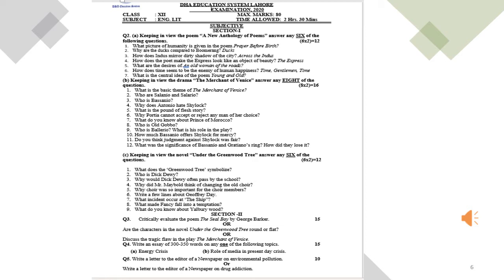Question 2 part C contains short questions from novel Under the Greenwood Tree, written by Thomas Hardy. This part has 9 questions and you are supposed to attempt 6 out of 9. So total marks for this part are 12. Next, you can see there is section 2. Section 2 comprises question 3, question 4, and question 5.